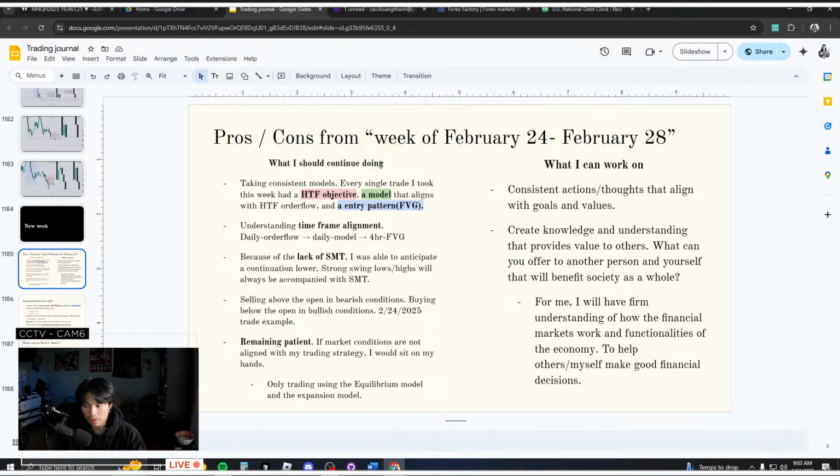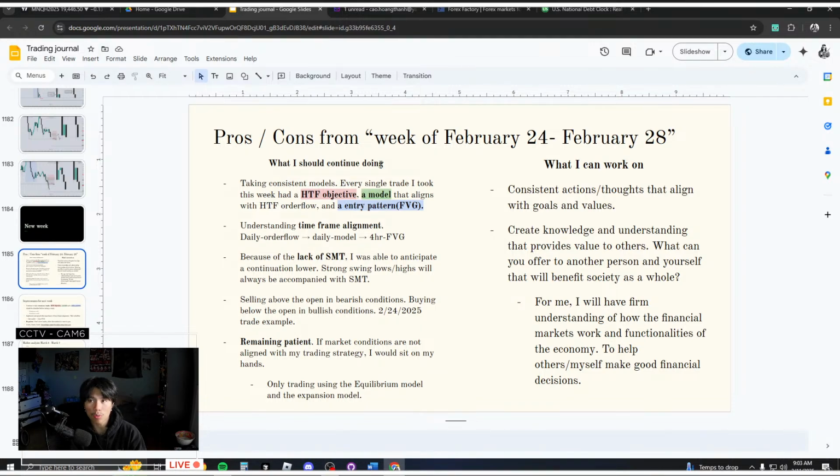You don't know if there's new characters that has been introduced. You don't know what happened. You don't know what the plot is. Was there a major event in between those two pages? And essentially, time frame alignment is not going from the weekly time frame on to the 1 minute time frame, right? Weekly time frame all the way to the 1 minute time frame.